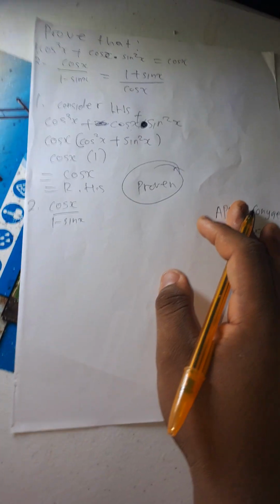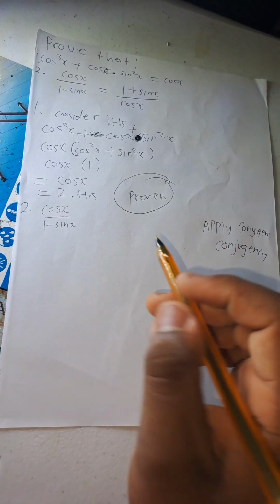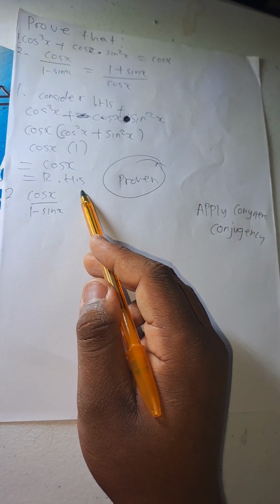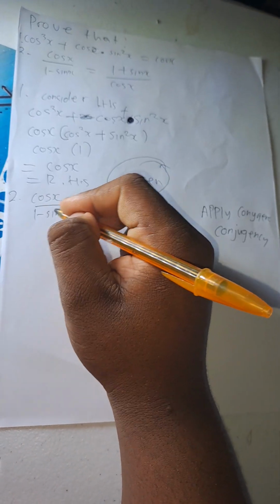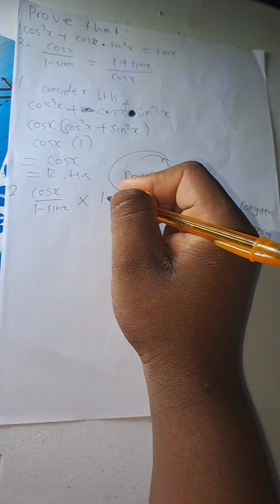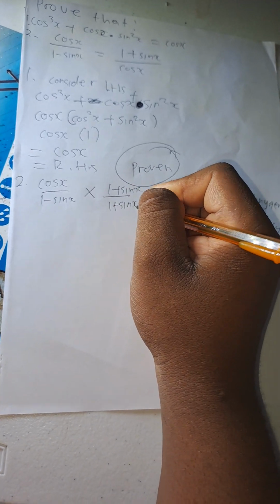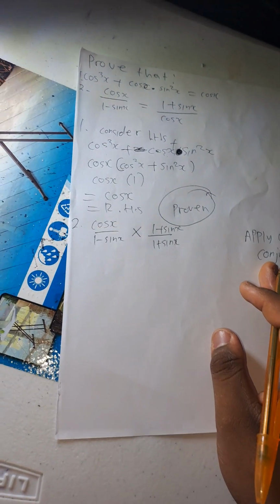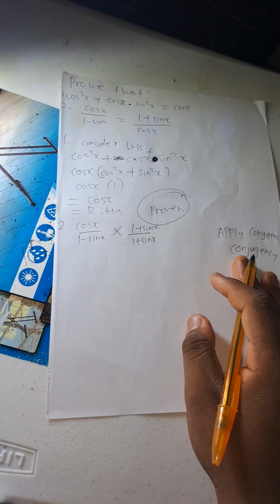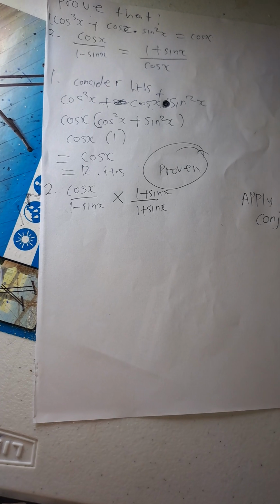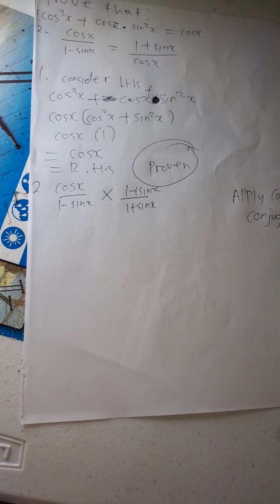So conjugation is a method whereby we take the denominator and multiply by it, but change the sign. Since here it is 1 minus sine x, I'm going to say 1 plus sine x over 1 plus sine x, just like that. And then I have to factor out the common denominator, and I'll have to multiply everything by the denominator.